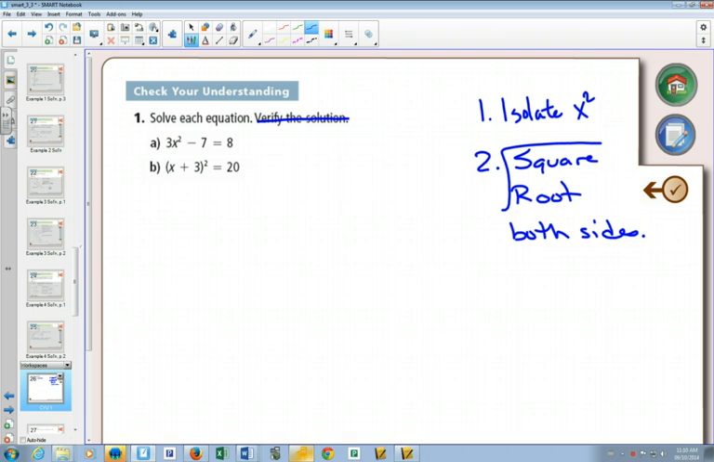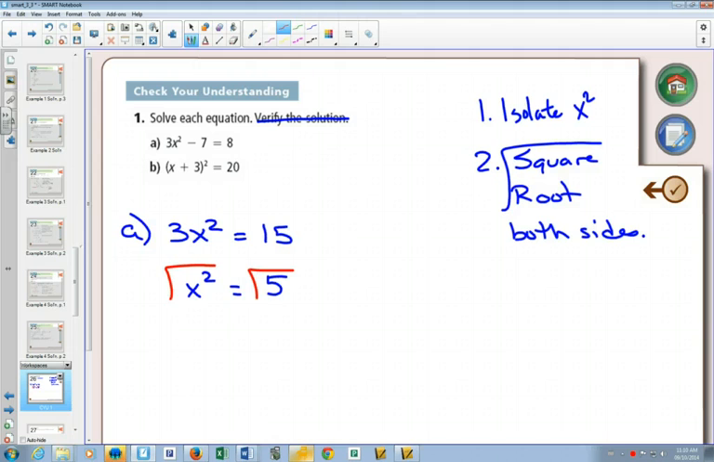So in this first one, do we have just some x being squared? Yes. I can add 7 to both sides. That would give me 3x squared equals 15. I can divide both sides by 3, and I would get x squared equals 5. So we've isolated the x squared. We can now square root both sides, and we get x is equal to plus or minus root 5.